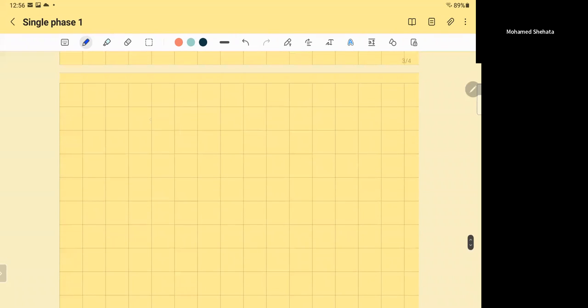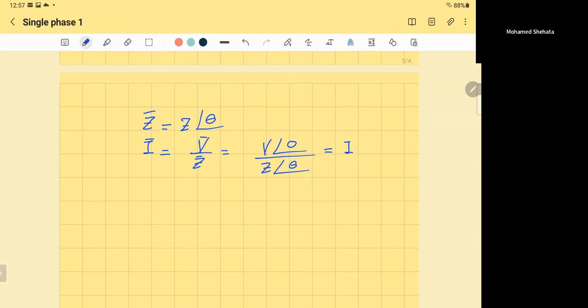How do we calculate Z? Z is equal to Z magnitude and angle theta. How do you find the current? You say voltage over Z. Assume V at angle 0, just for simplicity, and Z is magnitude at angle theta. So you get I magnitude, and 0 minus theta would be minus theta. So if the angle of V is 0 and the angle of I is minus theta, the angle between the voltage and the current is the angle of Z.